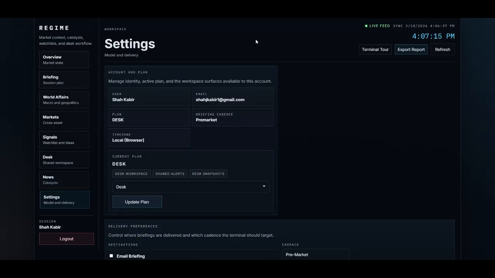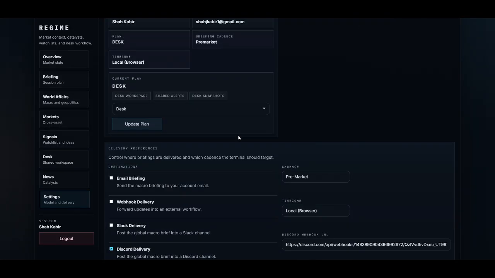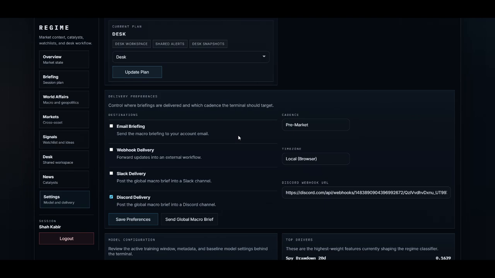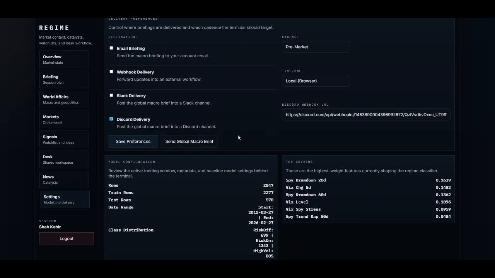In settings, users can control delivery preferences and inspect system behavior. We also built diagnostics directly into the product because we want Regime to feel like a real deployed platform with operational visibility, not just a polished front end.